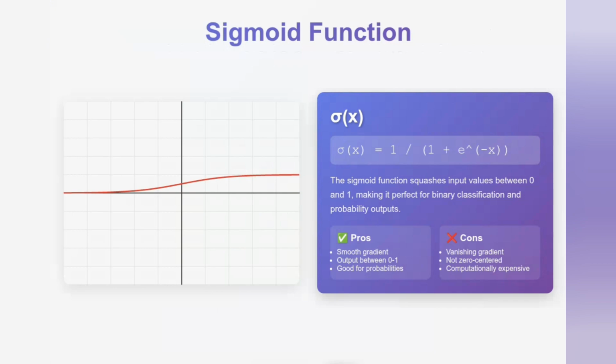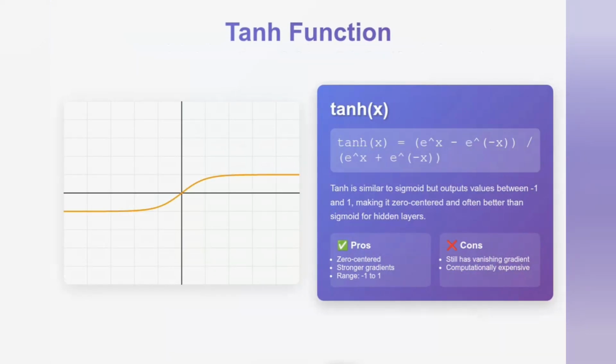Think, is this email spam? Or does this patient have the disease? Its smooth gradient is a pro, but it suffers from a major drawback, the vanishing gradient problem. For very large positive or negative inputs, the gradient becomes extremely small, making it hard for the network to learn effectively in deeper layers.